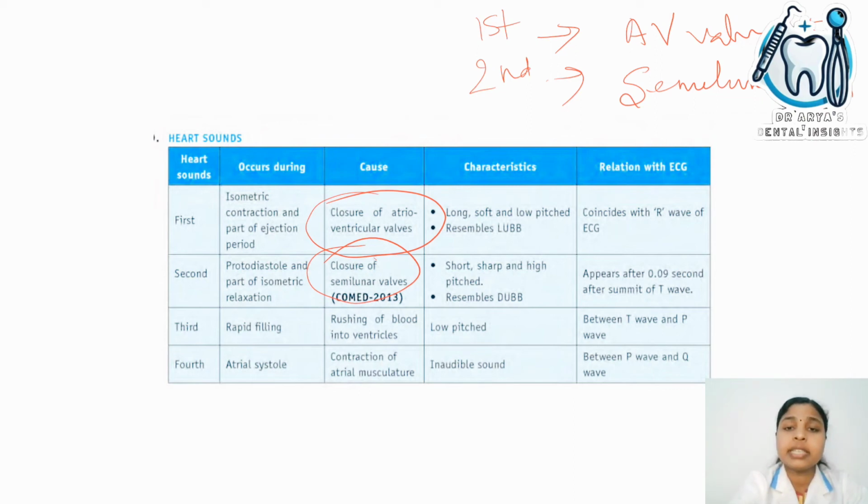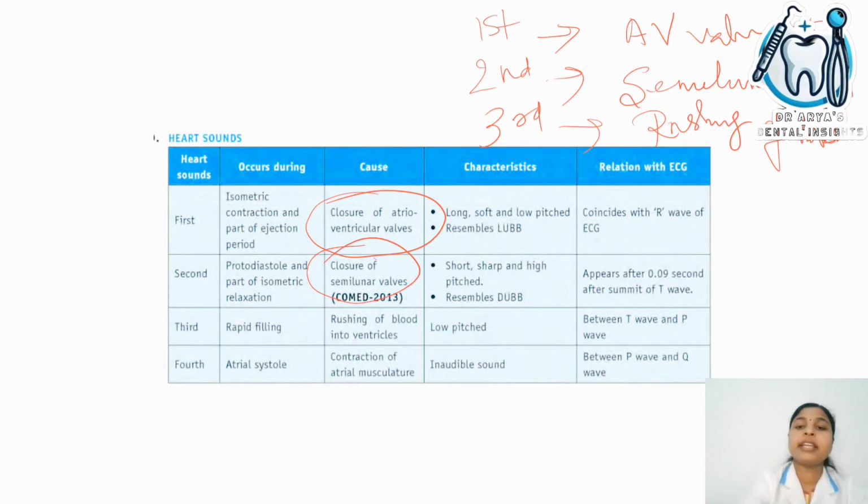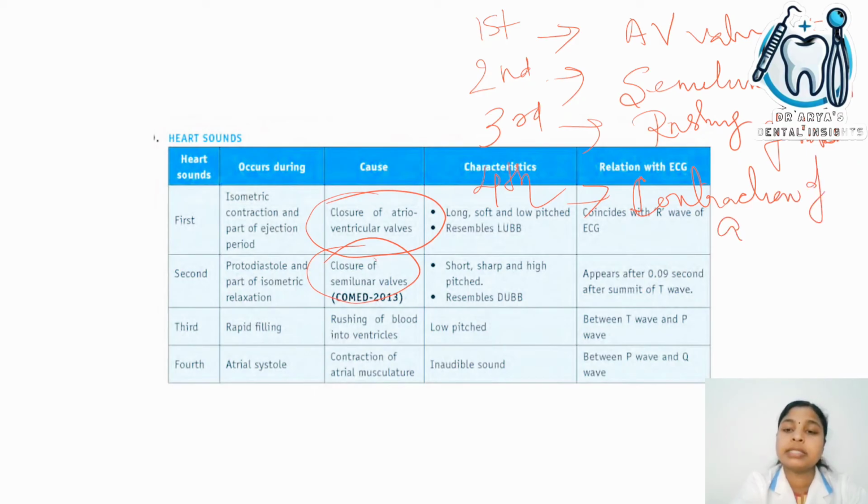Then the third one is due to rapid filling, causing rushing of blood into the ventricles. It is a low pitched sound between the T wave and the P wave. And finally, the fourth sound. It occurs during atrial systole, and it is due to contraction of atrial muscles.